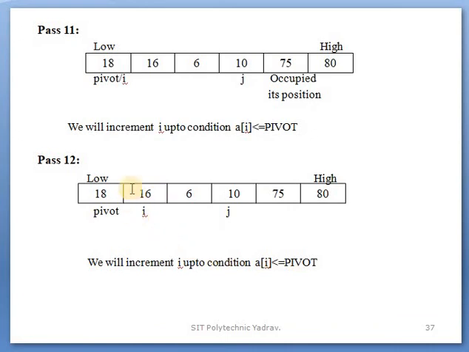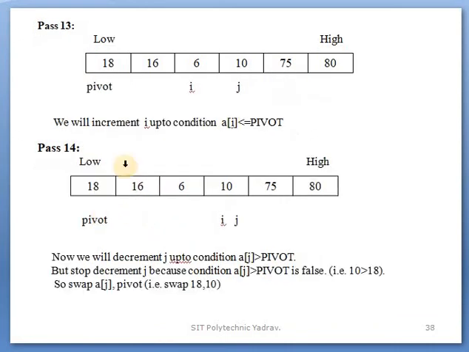Okay, that 16 is less than 18, condition is true, so increment I. In pass 13 we will increment I up to the condition a of I less than pivot. That I means your element 6, 6 is less than 18, condition is true, so I is incremented.